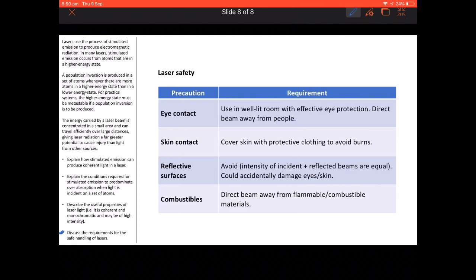And then also avoiding combustibles, so directing laser beams away from flammable or combustible materials will reduce any chances of combustion or fire. Laser beams can obviously have high energy, so it could be enough to spark something that will readily go up in flames.